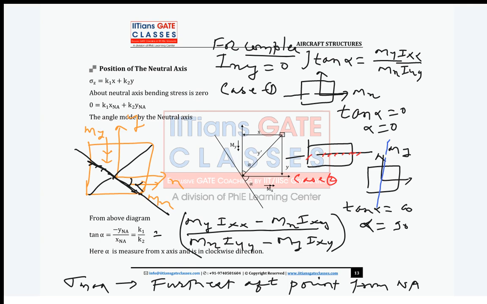Okay, clear guys? All these points are clear. So every concept for unsymmetrical bending I have made clear. Now we will solve PYQs. Any doubt guys? Till now any doubt? Yes or no?